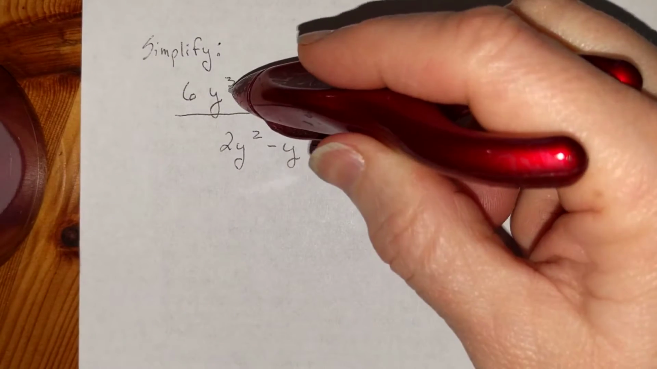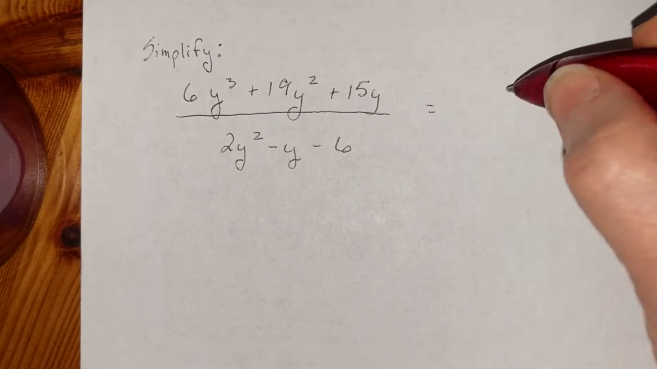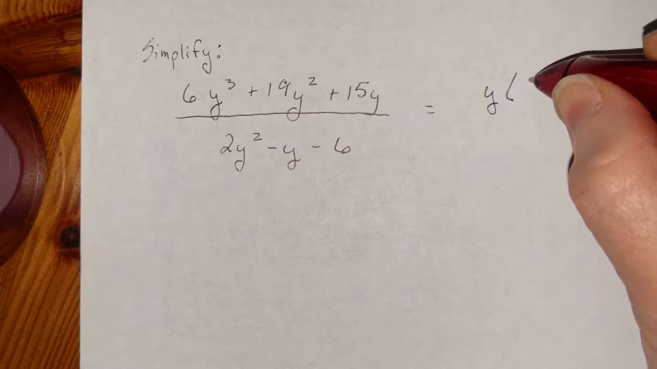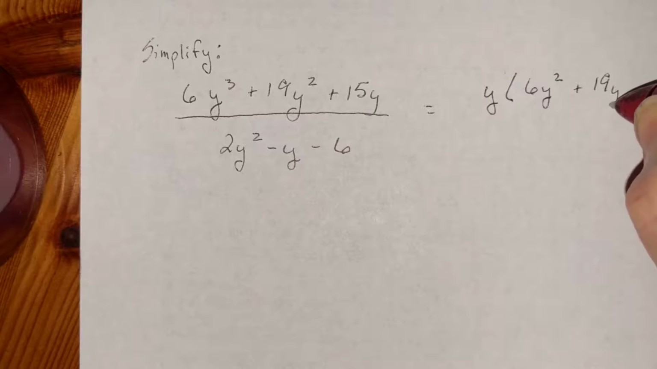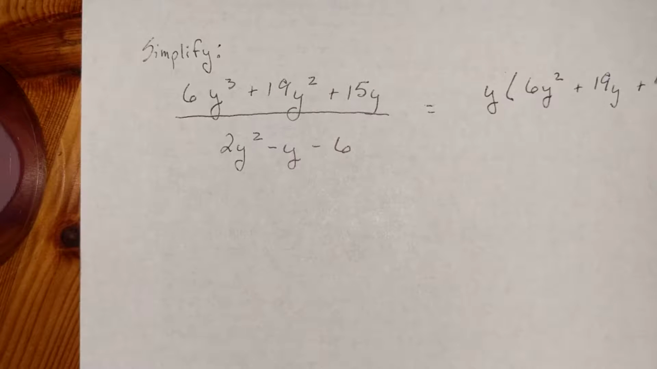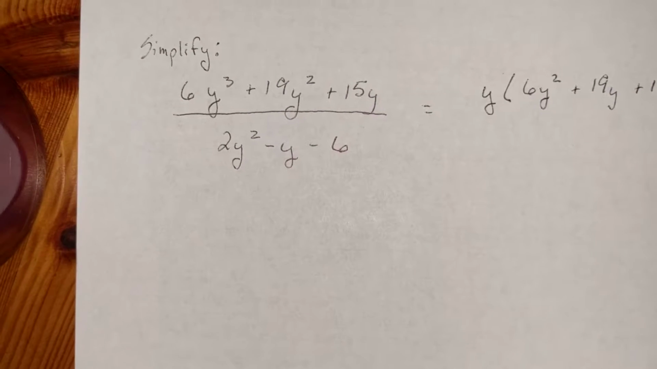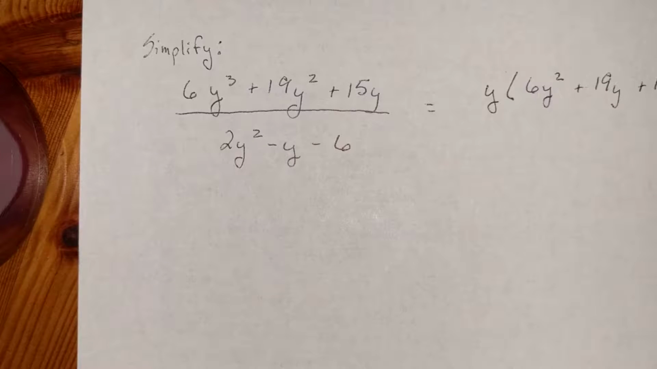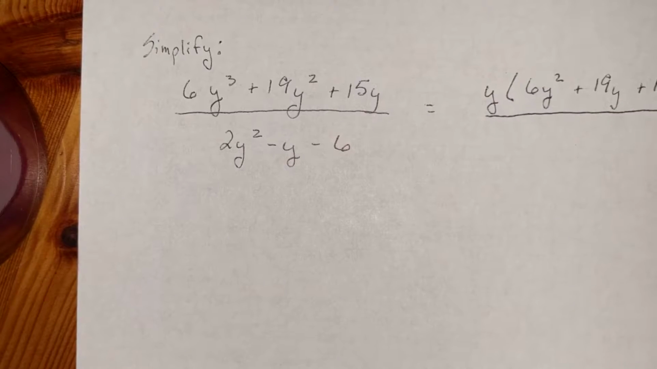First I look for greatest common factors. In the numerator I can factor out a y. That's going to give me y times 6y squared plus 19y plus 15. And then I'm going to look to see if I can factor this trinomial. I'm going to save the denominator for just a little bit here.